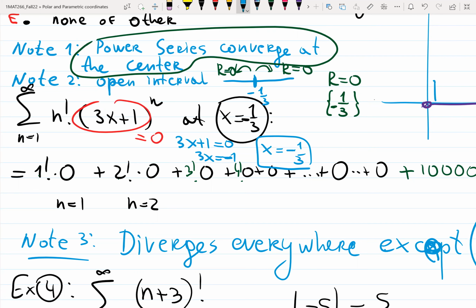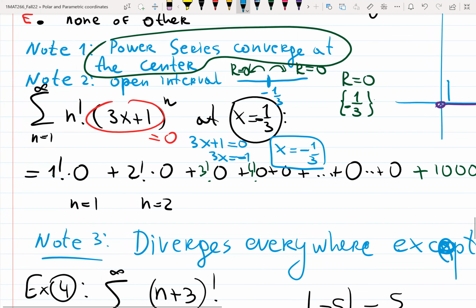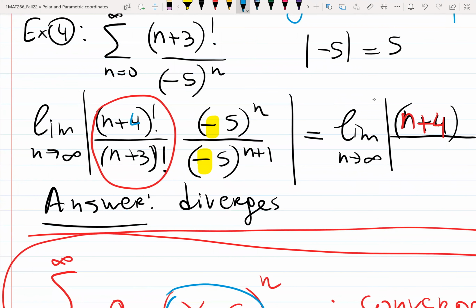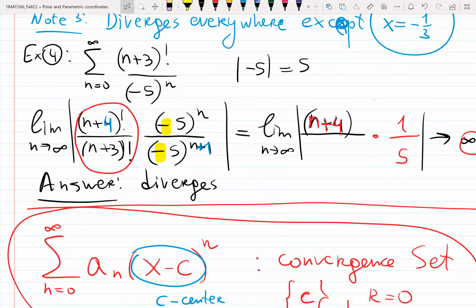Did I make a mistake? People keep saying something, no? N plus 4, yes, I added 1. N plus 1 plus 3 became n plus 4. I just sped up the process. You don't have to do it if you're not feeling comfortable doing that, especially people who are not very tedious with small things. You better write down everything then.